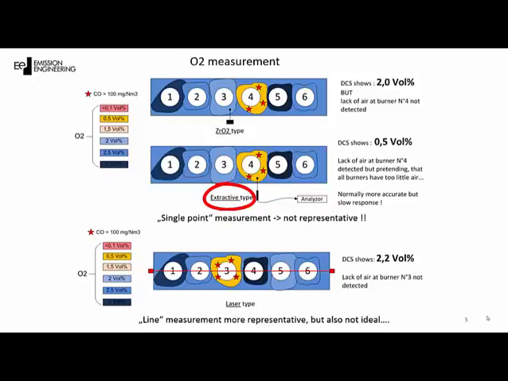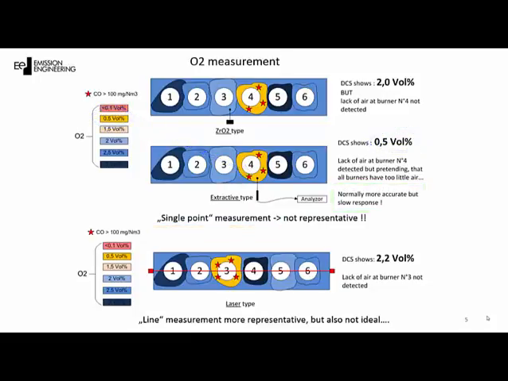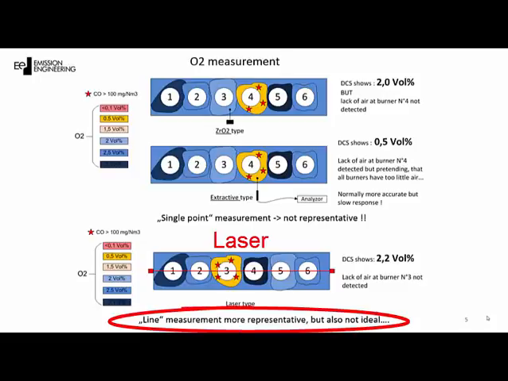Extractive oxygen measurement devices are more accurate, but they have slower response times, and in addition, they still provide only single-point measurements. More advanced, although more expensive than the zirconium dioxide-based analyzers, are laser-based analyzers. They measure the average oxygen content along the running length of a laser beam. They offer a so-called line measurement, which is obviously more representative than a single-point measurement, but still has some defects.